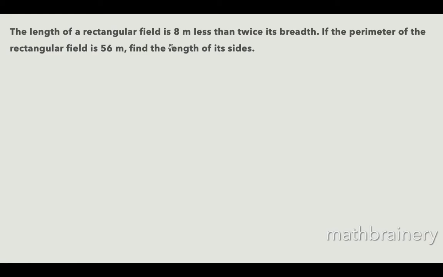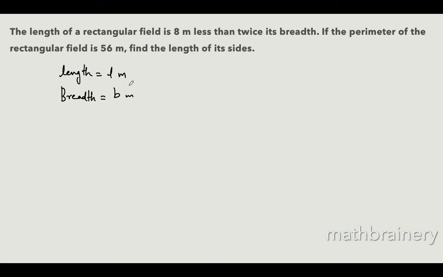The length of a rectangular field is 8 meters less than twice its breadth. If the perimeter of the rectangular field is 56 meters, find the length of its sides. So, what is given to us? The length of the rectangular field is 8 meters less than twice its breadth. Let us say length of the rectangular field is L and let us say the breadth is B meters, okay, L meters and B meters.